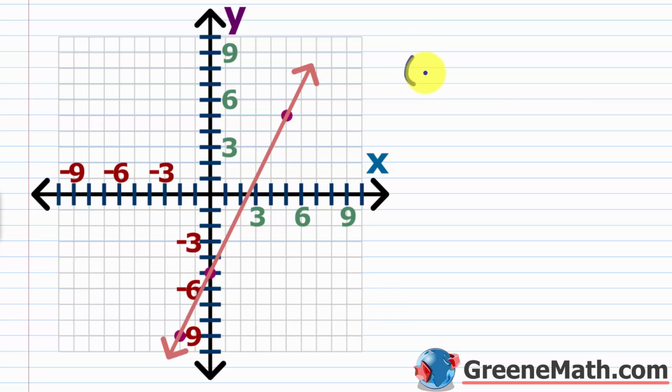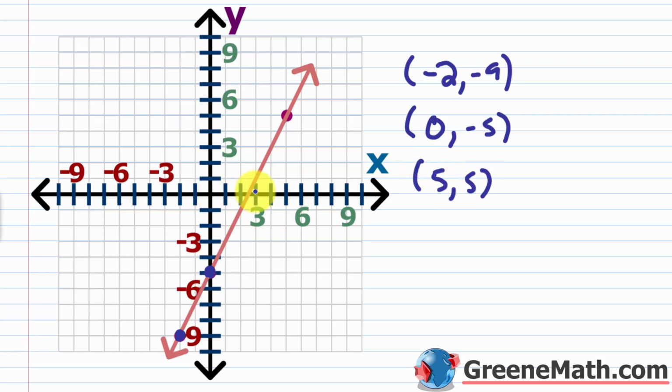So again, we had -2 comma -9. And on my coordinate plane, if I go 2 units to the left, 9 units down, that's here. I had 0 comma -5, which is starting at the origin. I just dropped 5 units, so that's right there. And then I also had 5 comma 5. So at the origin, I go 5 units to the right and 5 units up. So that's right there.